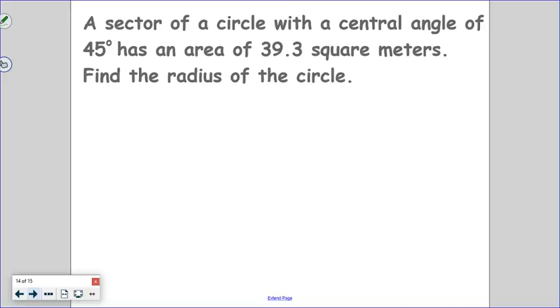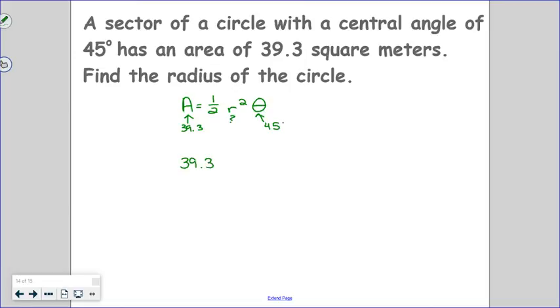A sector of a circle with a central angle of 45 degrees has an area of 39.3 square meters. Find the radius of the circle. So again, we are solving for something in here. Area equals 1/2 r squared theta. They tell us the area is 39.3. They tell us that theta is 45 degrees. We are solving for r.